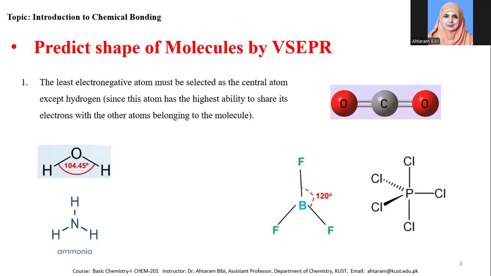Similarly, we can see the example of ammonia. Hydrogen is exceptional, therefore hydrogen is the outer atom, while nitrogen is more electronegative, but it is the central atom. So this is the first rule to predict the shape of a molecule by valence shell electron pair repulsion theory: the least electronegative atom must be selected as the central atom, but hydrogen is an exceptional case. Here we can see the methane molecule. The carbon is more electronegative as compared to hydrogen, but as hydrogen is exceptional, it will be present outside the central atom.